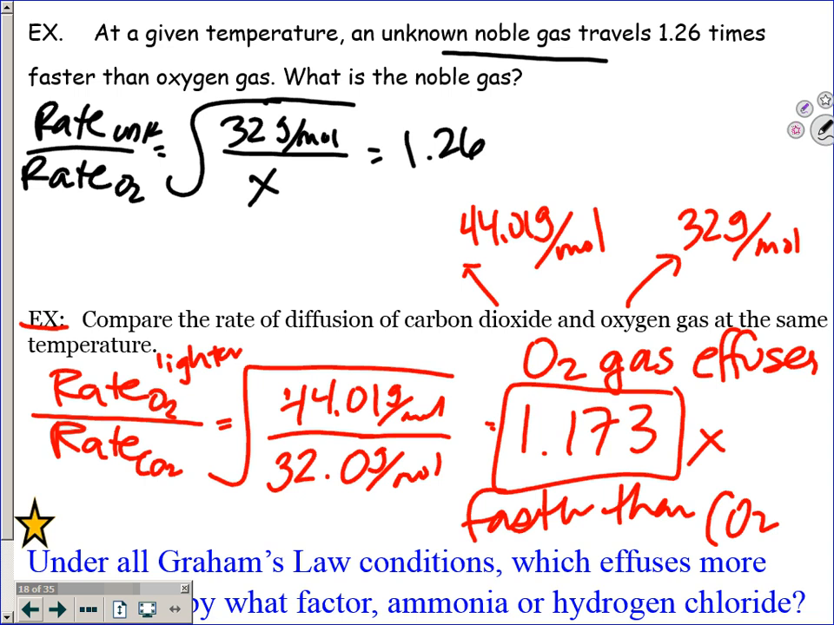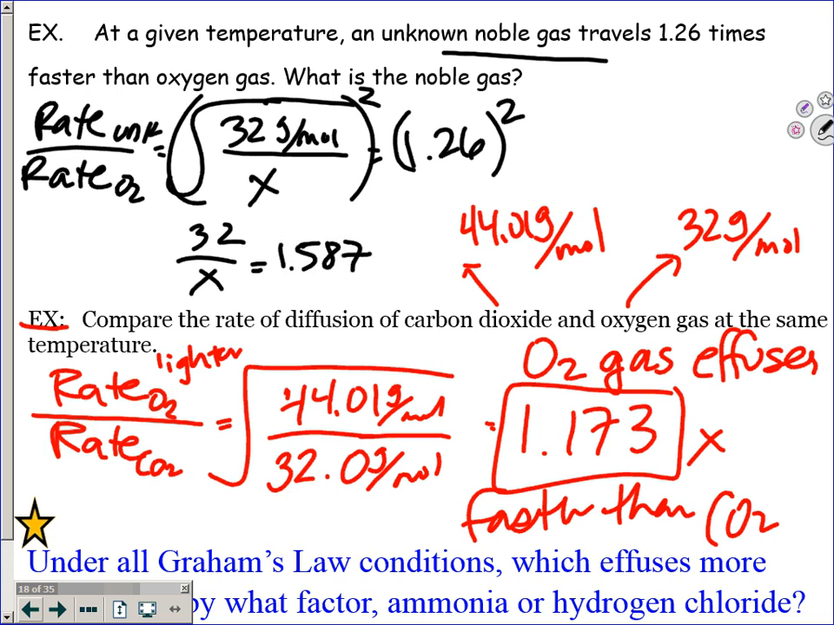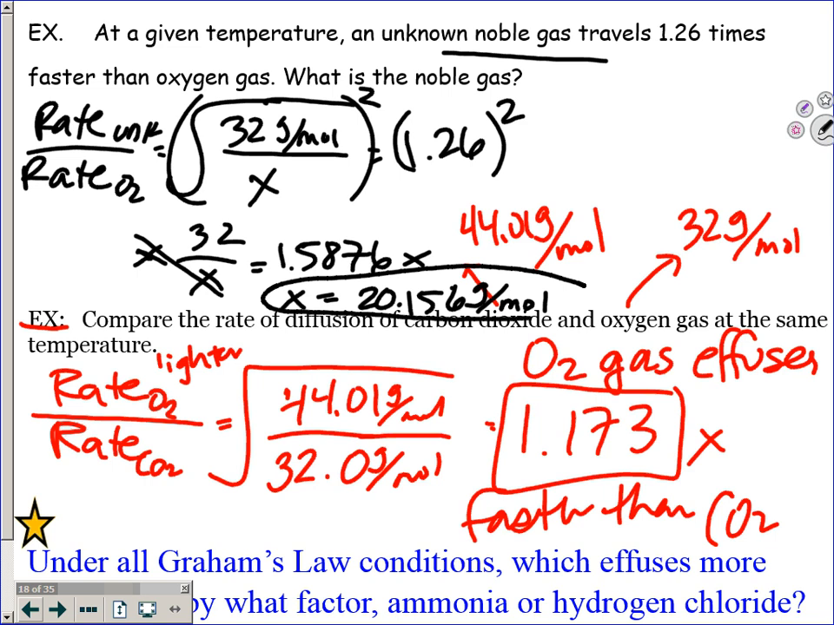All right, so you guys squared both sides, and then you got 32 over x is equal to 1.5876, and then you did what? You multiplied x on both sides, and then divided by what? That number, 1.5876. And then x became what? 20.156, and that's in grams per mole. This is the identity of a molar mass. And who is this? Neon.